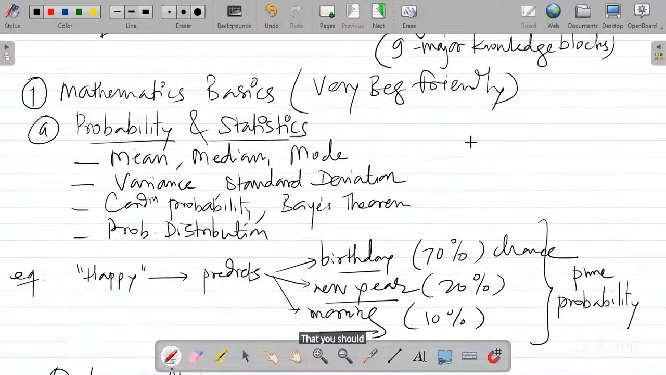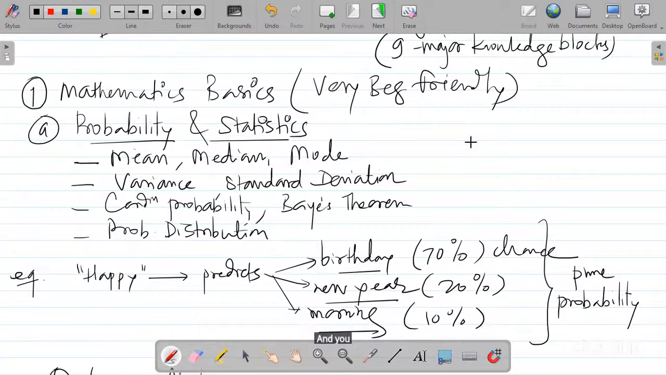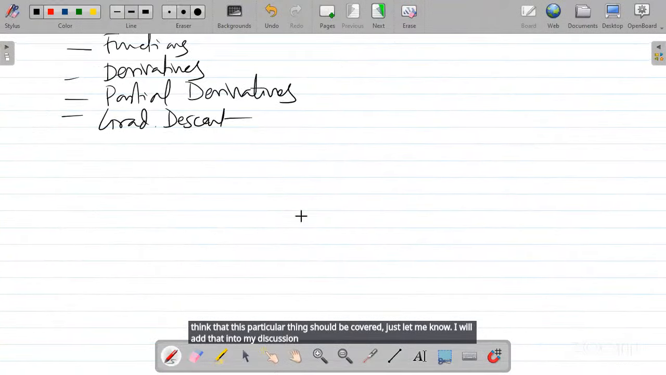Very beginner-friendly knowledge will be sufficient. That means mean, median, mode, what these concepts are, how they are calculated. You can just take a simple data set and work on this. At least a primary research will be sufficient. We'll do our needful part. Okay. And at any particular time, if you think that this particular thing should be covered, just let me know. I will add that into my discussion. No worry about it. Okay.